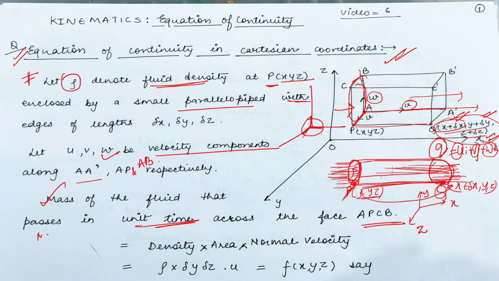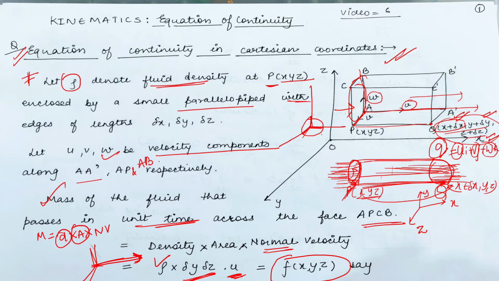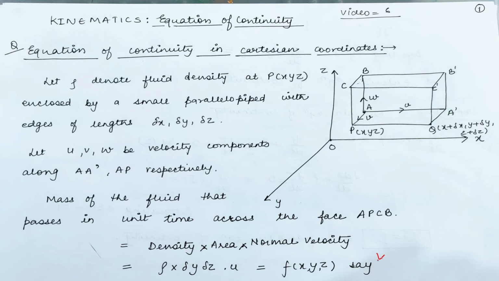So the formula for the mass is density into area into normal velocity. So density is rho, area, if they're passing through this direction, will be length into breadth, so delta y into delta z, and normal velocity along the x-axis direction will be u. Okay, so we will write this full value as f(x, y, z). I hope this is clear to you. Now I'll term this as 1.